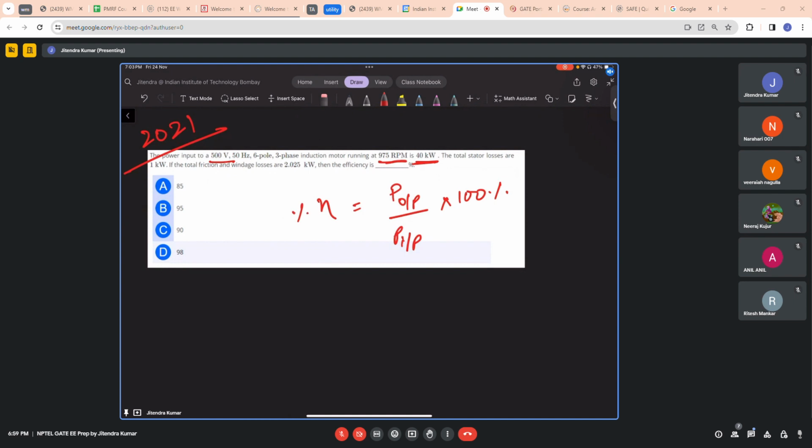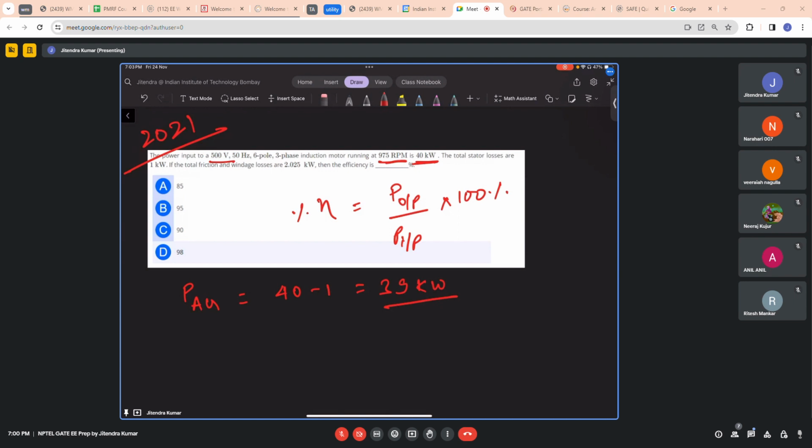Now, how quickly we can calculate the output power and input power will determine how quickly you can solve this particular problem. So power input is given, 40 kilowatt, isn't it? We just need to find out the power output. What approach should you follow to calculate output power very quickly? Input power is given; if you reduce the stator losses from that, you will end up with air gap power. So 40 minus 1 is 39. So we come to the air gap level, 39 kilowatt.